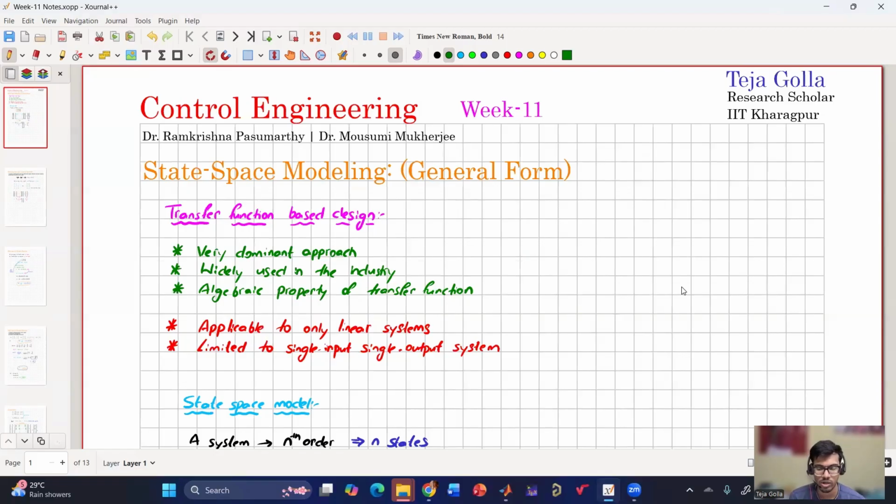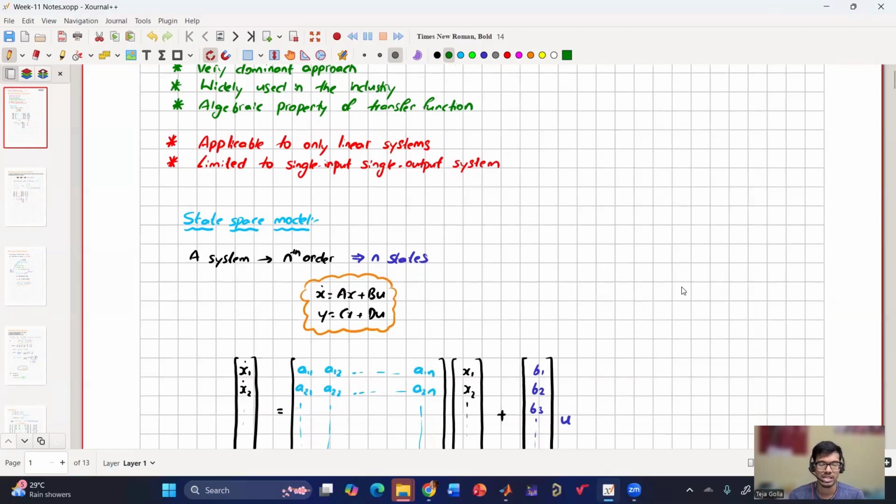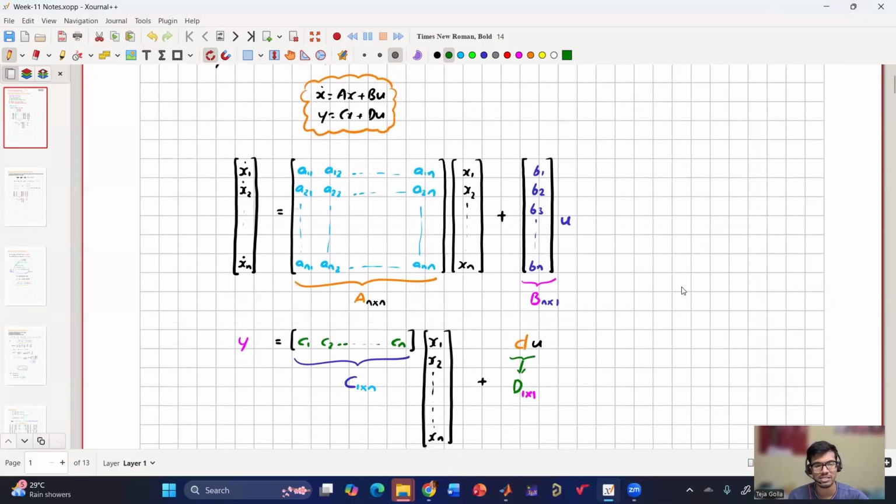So we need a more generic model which is applicable for nonlinear systems as well as multi-input, multi-output systems. So that is using state space. So we have started with the state space model. We have defined a generic nth order model, and what will be the A matrix, B matrix, C matrix, D matrix for an nth order.